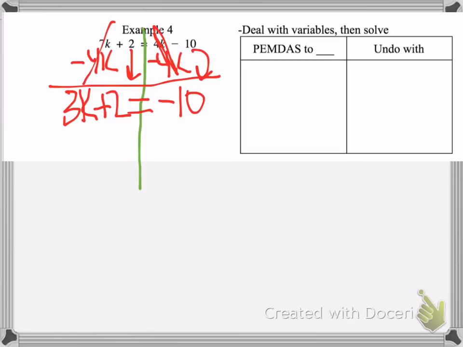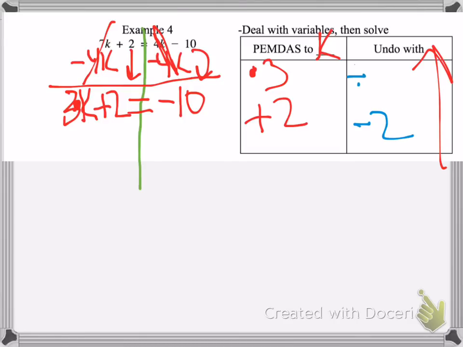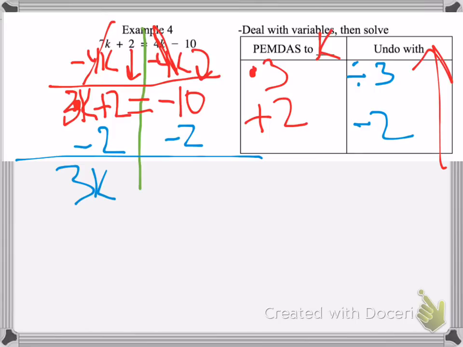So we're going to do our order of operations to variable k this time. We've got 3 times k, so we're going to do times 3 first. And then we do plus 2. And then we undo that backwards. So we can undo that with minus 2 first, and then divide by 3. So subtract 2 from the left, subtract 2 from the right. I've got 3k, plus 2 minus 2 cancels. Negative 10 minus 2 is negative 12. So that was this step.